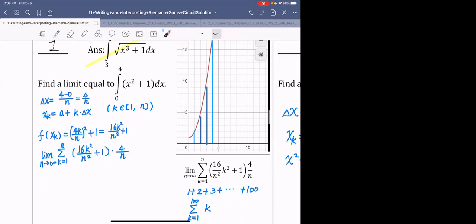So say this one more time. This guy is this function. This dx represents 4 over n, correct? Yeah. And then this sigma means integral if and only if n goes to infinity. That thing is this thing.